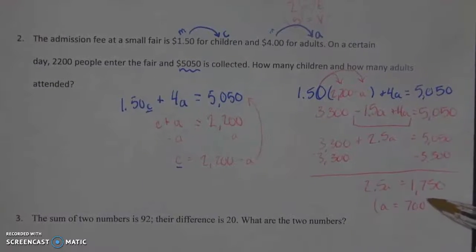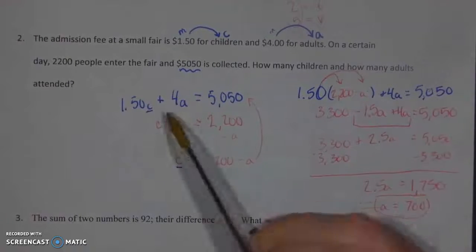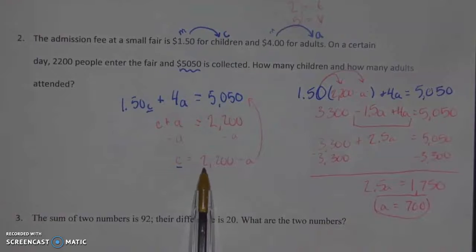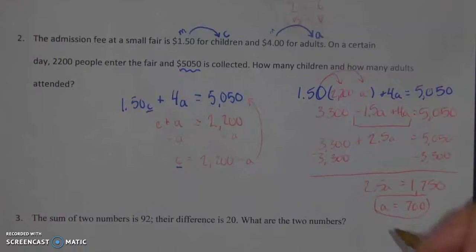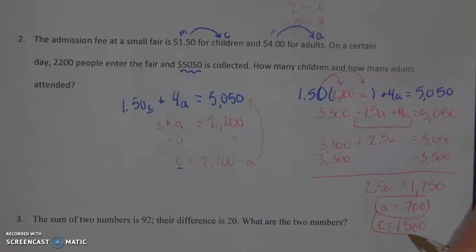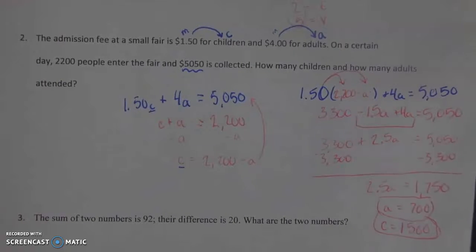Now that I know what a is, I can substitute that into my equation, and I'm going to choose this easy equation here using the 2,200 minus my 700, and that will give me a final answer of c, children's tickets, at 1,500. So apparently there are way more kids than adults, so each adult had, well, at least 2 kids, on average a little bit over that, so that's going to be a crazy fair.